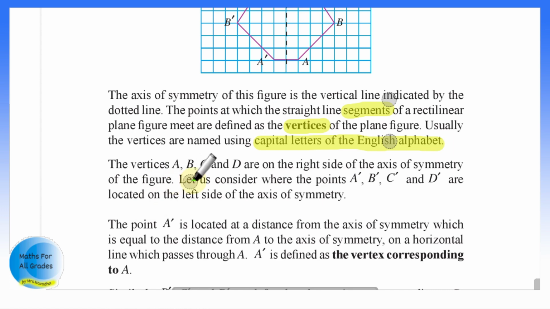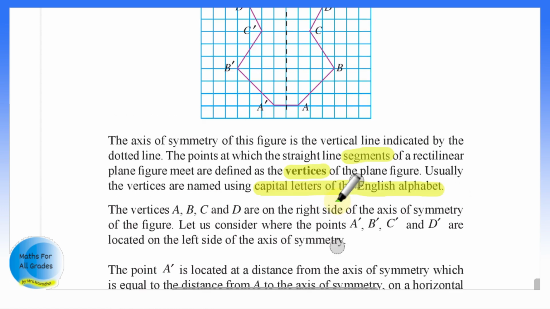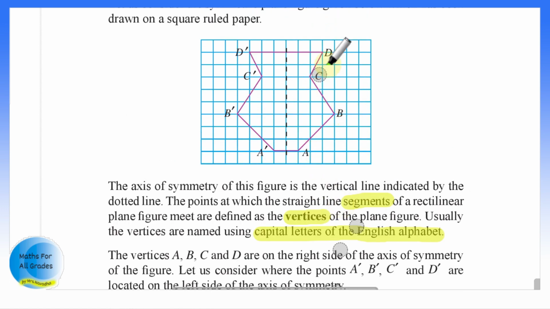The vertices A, B, C, and D are on the right side of the axis of symmetry of the figure. Let us consider where the points A dash, B dash, C dash, and D dash are located on the left side of the axis of symmetry. You can see that A, B, C, D vertices are located on the right side, while A dash, B dash, C dash, and D dash are on the left side. Okay, now let's learn about corresponding points or similar points.